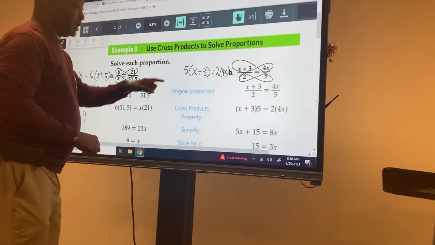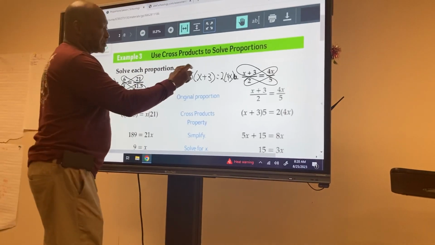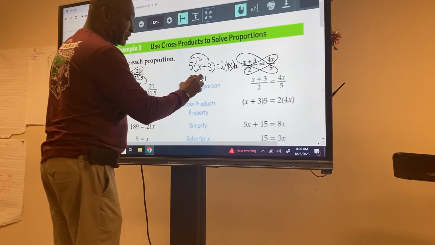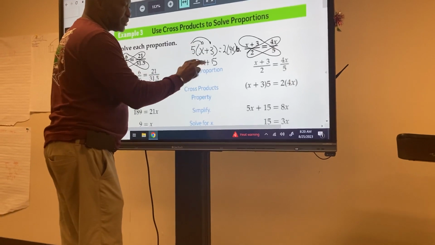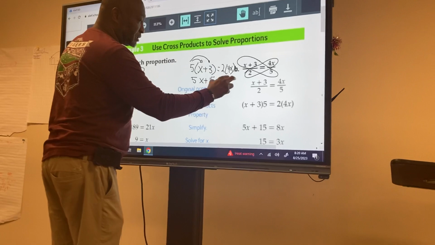Okay? You're going to distribute the 5 to everything that's inside the parentheses. So this is going to become 5x plus 15. Because 5 times x is 5x, 5 times 3 is 15. You multiply 2 times 4x is going to give you 8x.